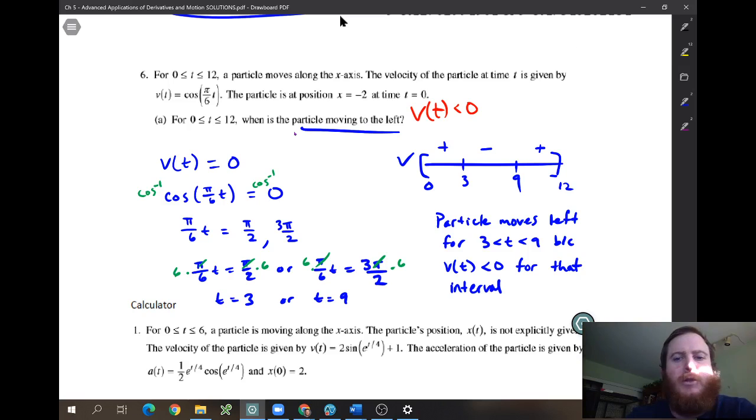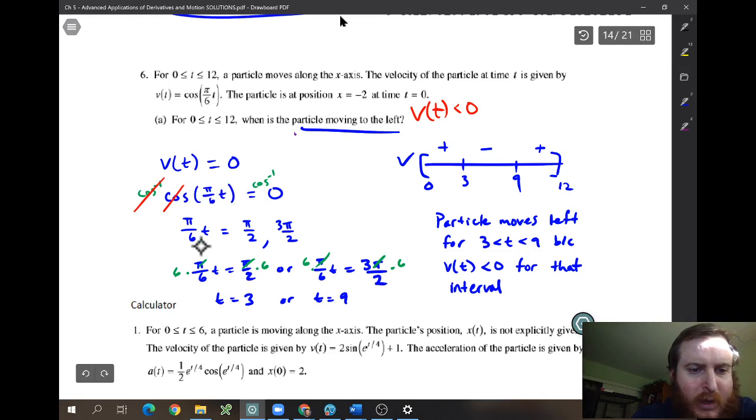Okay, and so with that, actually I think I can do this as well. That works too. So we're going to do v of t equal to 0. Right, cosine of pi over 6t equals 0. And so we need to do the inverse cosine of both sides, right? We're trying to solve for pi over 6 t. So that'll cancel. And so we get pi over 6 t equals, now cosine of t is equal to 0 at pi over 2 and 3 pi over 2.